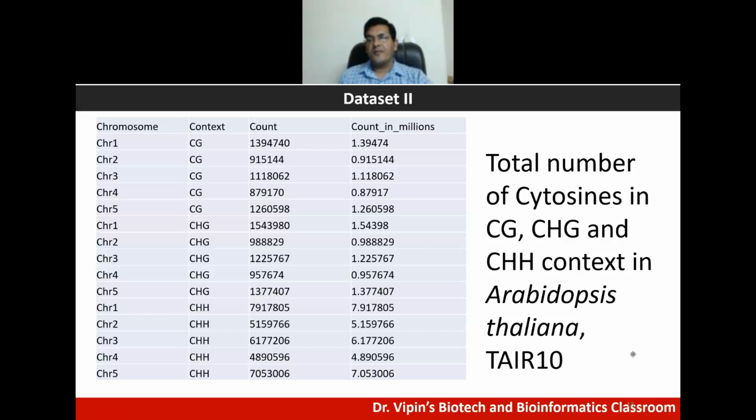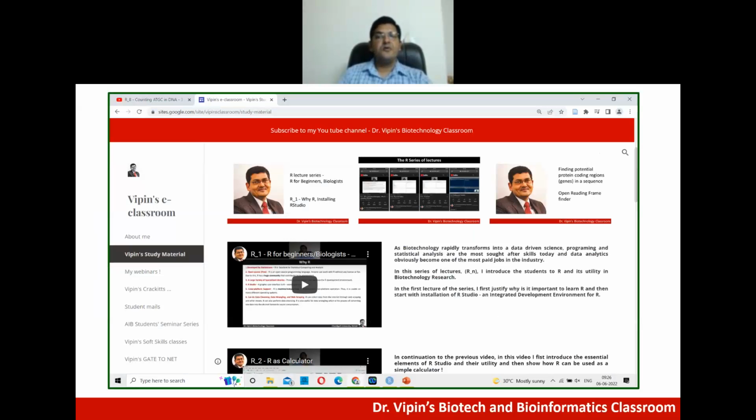And we want to now represent this as a bar graph to show the appearance of methylatable cytosines in the 3 contexts, right? So here we go, and this is my website.